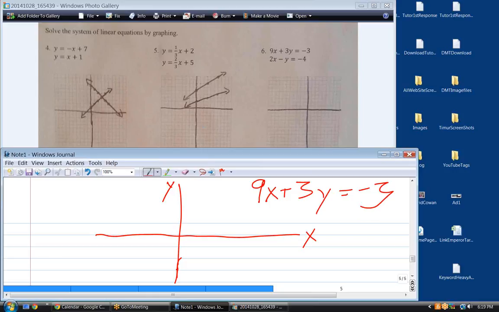Tell me what the y-intercept is. The y-intercept would be 3. No. Set x equal to 0 and solve what's remaining. 3y is equal to negative 3. So y is equal to what? So y would be equal to negative 1. Okay, that's the y-intercept right there.